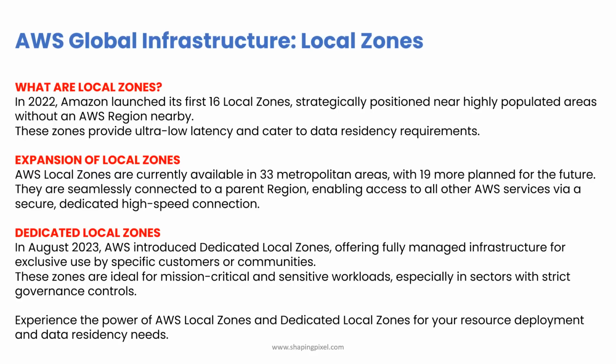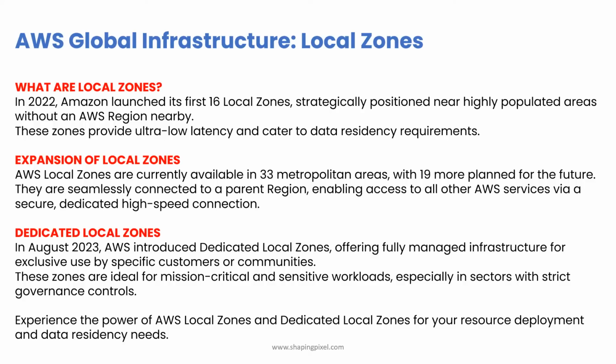So let's dive into Local Zones. In 2022, Amazon launched its first 16 Local Zones, strategically positioned near highly populated areas without an AWS region nearby. These zones provide ultra low latency and cater to data residency requirements. AWS Local Zones are currently available in 33 metropolitan areas with 19 more planned for the future. They are seamlessly connected to a parent region, enabling access to all other AWS services via a secure, dedicated, high-speed connection.